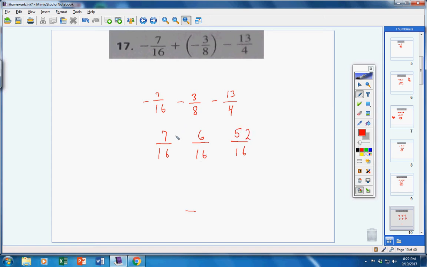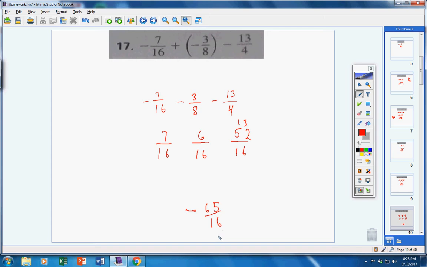please notice, students, I did not bring down my negative signs because there is no need. I already said I'm adding up all negatives. I'm in debt, and I'm in debt some more. So I know when I add all of these up, my answer will be negative. Now, I'm going to add all of these up. 7 plus 6 is 13. 13 plus 52 is 65 over 16.